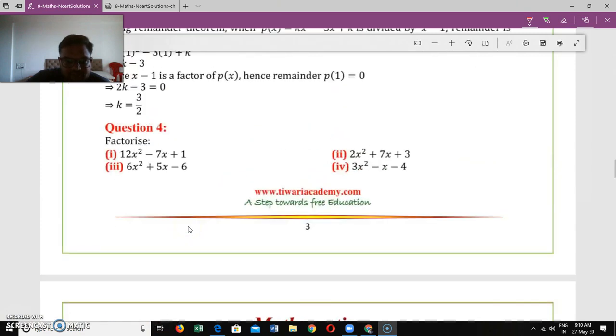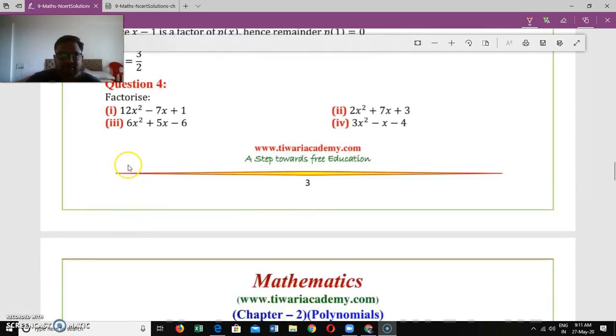Now factorize. Again we have 4 questions and we have already seen how to factorize the given polynomials with the power 2, that is done by the splitting of the middle term. So let's see the first one, 12x square minus 7x plus 1.